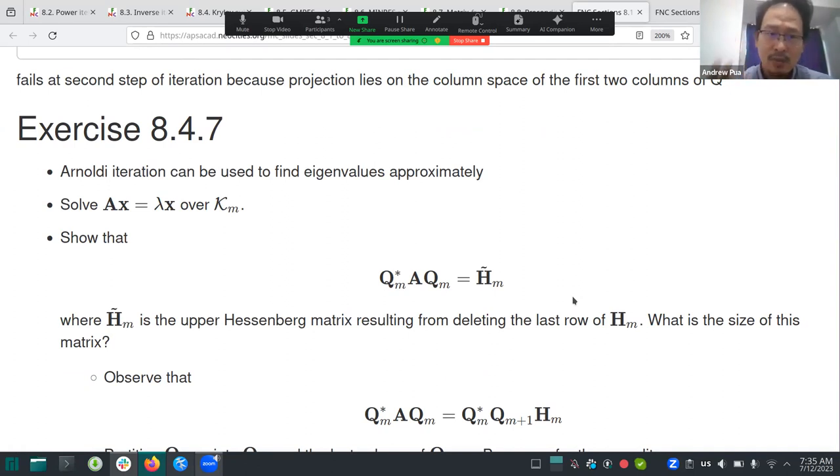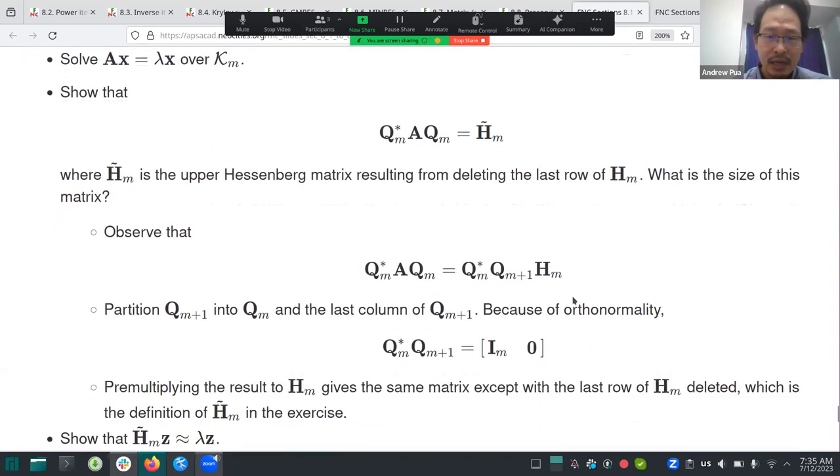And finally, 8.4.7 is also very interesting in its own right, because it shows you how to apply Arnoldi iteration to find eigenvalues. And I do the derivation here. I think I'll leave this alone because I don't have a lot of time right now, so you can have a look as to how the derivation goes. If there's a mistake here, let me know, but I think it's correct. And you'll see this kind of derivation again in section 8.6, I think.